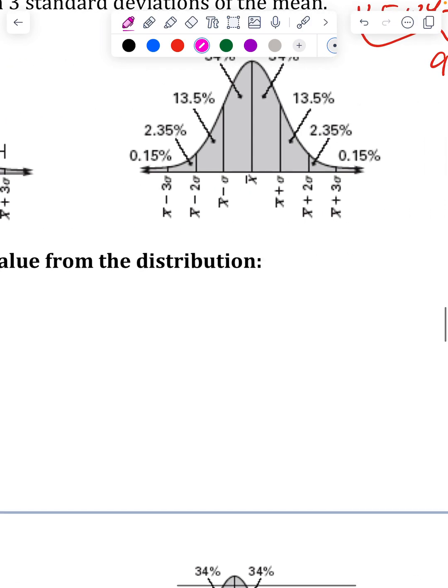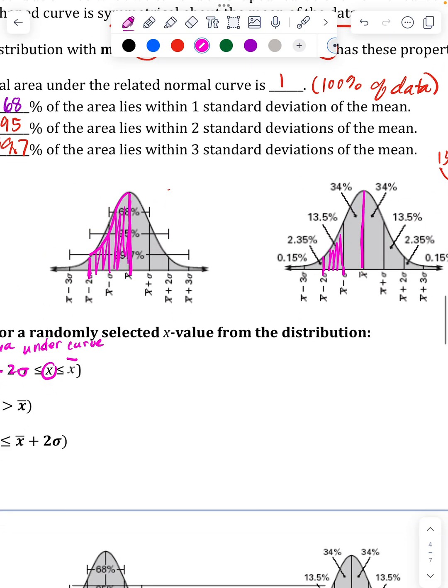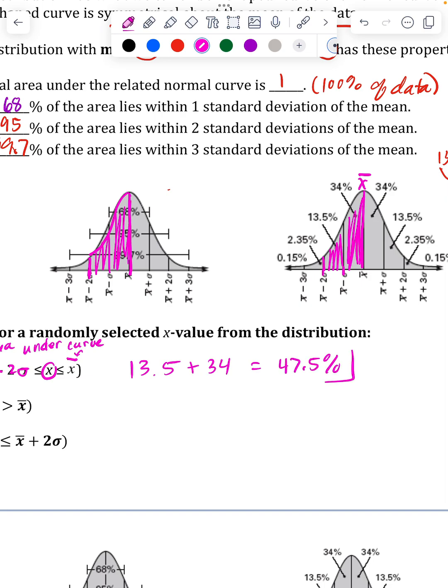So I'm going to go over here and say if this is x bar and this is x minus 2 standard deviations, meaning 2 to the left, this chunk they're telling me in that picture is 13.5. And then this chunk that gets me to x bar, which is what they're describing, is going to be another 34. So when I add them together, there's 47.5% probability of being in those two sections.